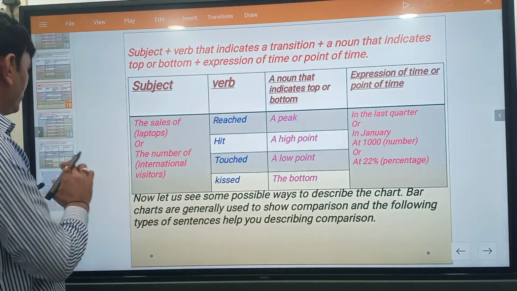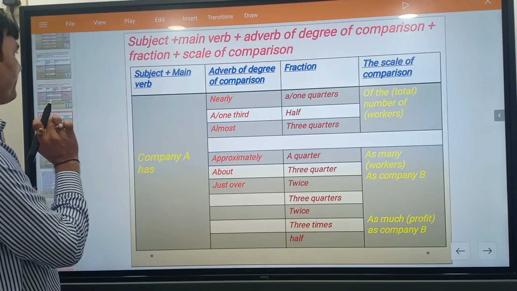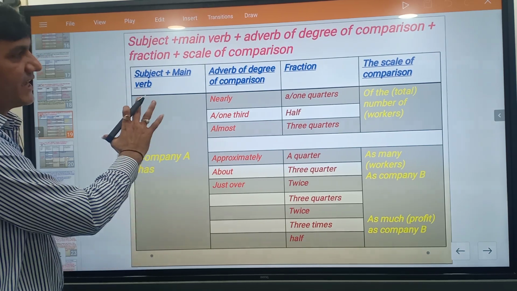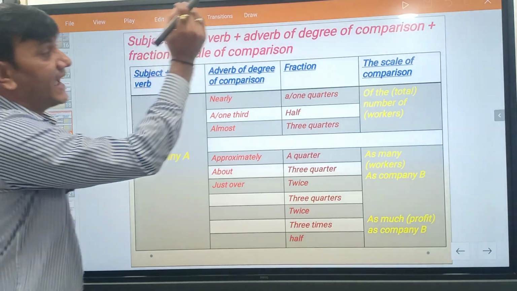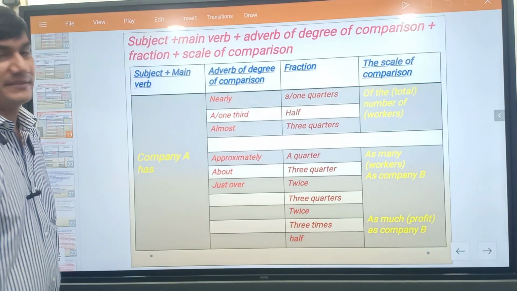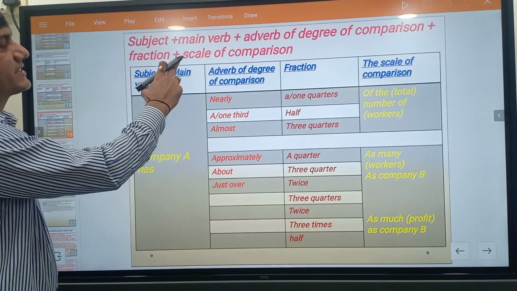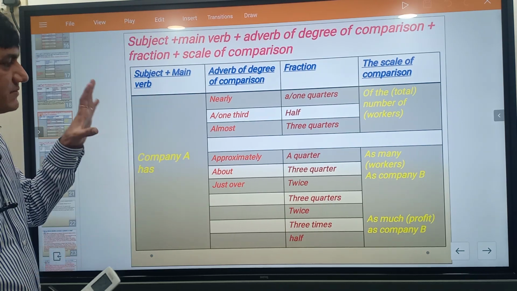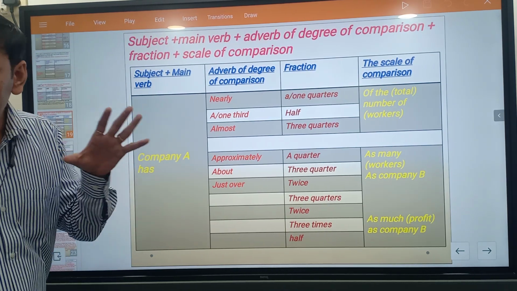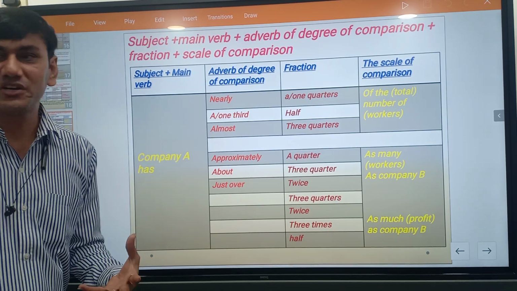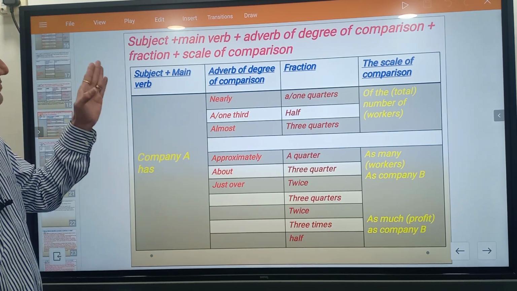Okay. So now, lastly, we can see subject plus main verb, then adverb of degree of comparison, or fraction or scale of comparison. Now let's see how. This is the most important type, because in most graphs, when you want to show the percentage as a fraction, we can use subject plus main verb.